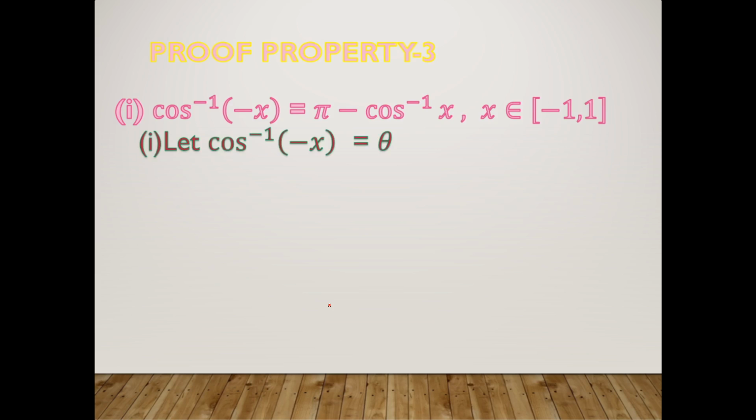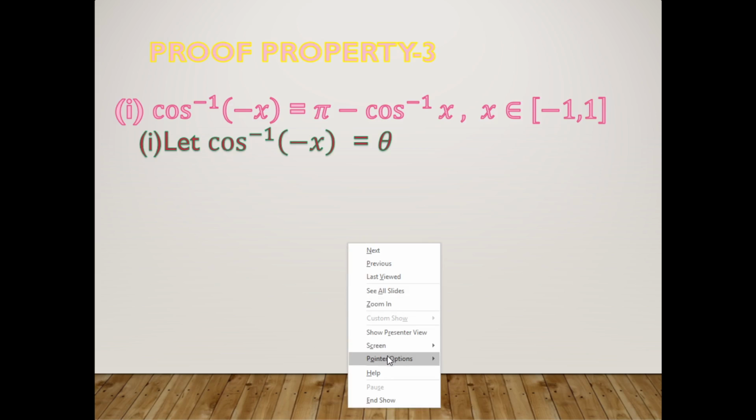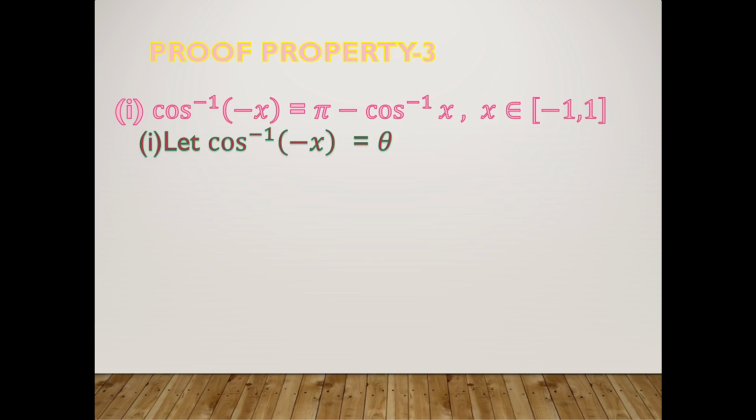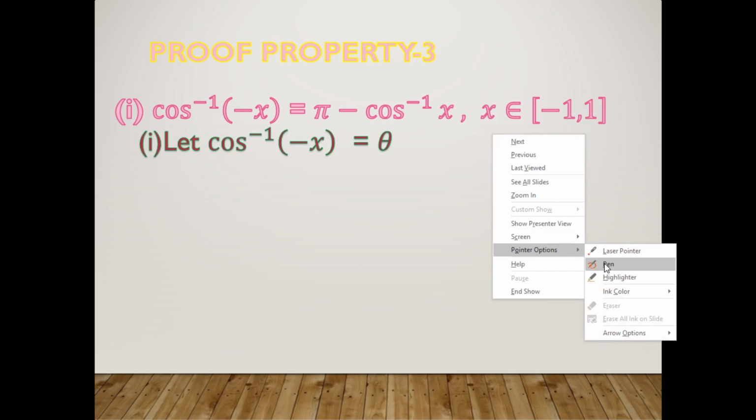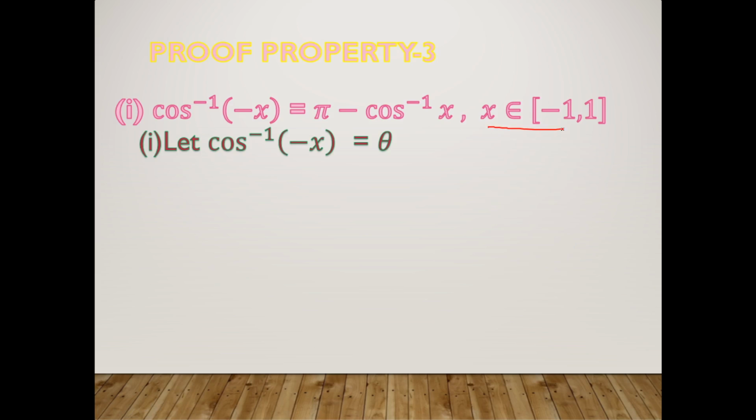Let cos inverse minus x is equal to theta, right? And what I have told you, that same is going to apply here, for these values of x, because we have assumed cos inverse minus x is equal to theta. And minus x also lies in this interval. Whatever value you take from minus 1 to 1, minus x also lies in this interval, right? So we have assumed here cos inverse minus x is equal to theta.